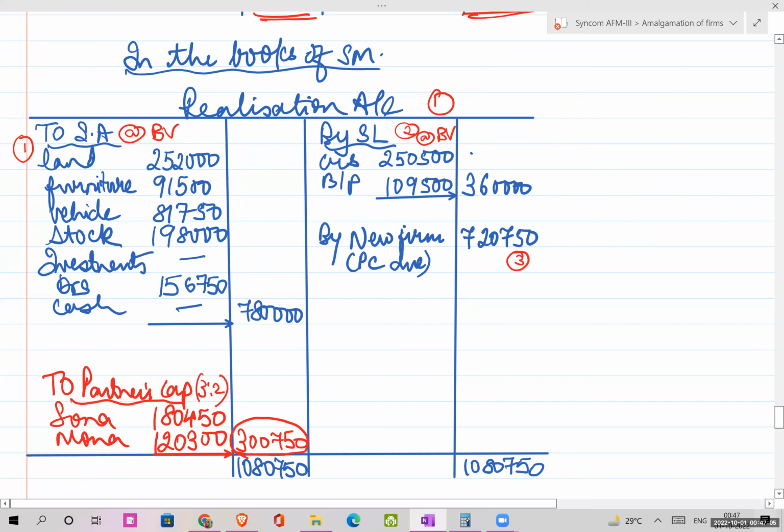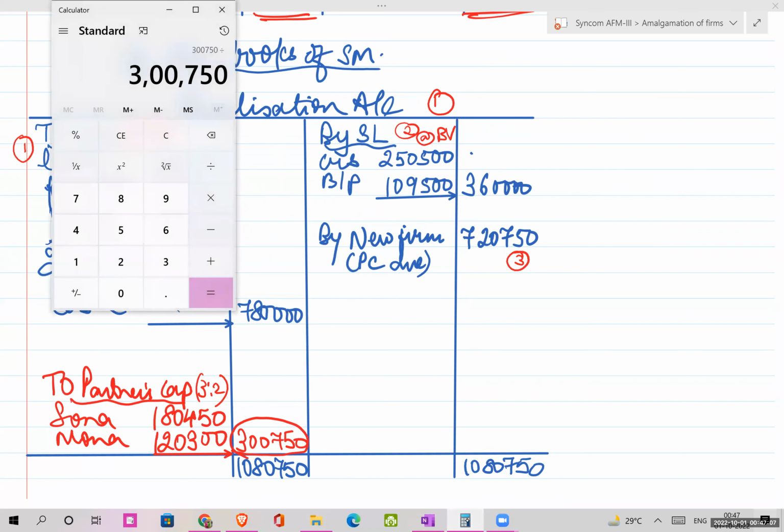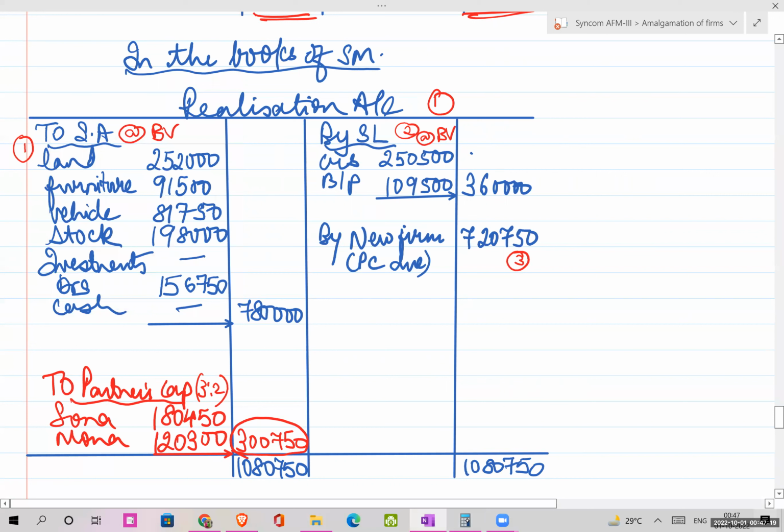इसको पार्टनर्स के ओल्ड रेशियो में डिवाइड करेंगे. डिवाइड बाय 5 into 3. Okay. 6150 into 2. 1,20,300. So this is how you will bifurcate the profit on realization. We called it as profit on realization, POR. Profit on realization. ठीक है.